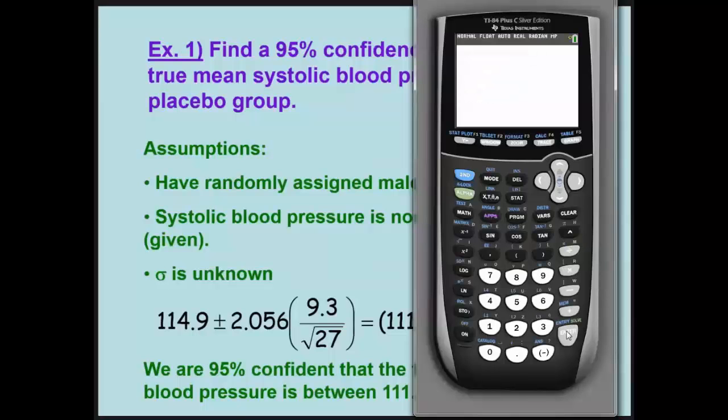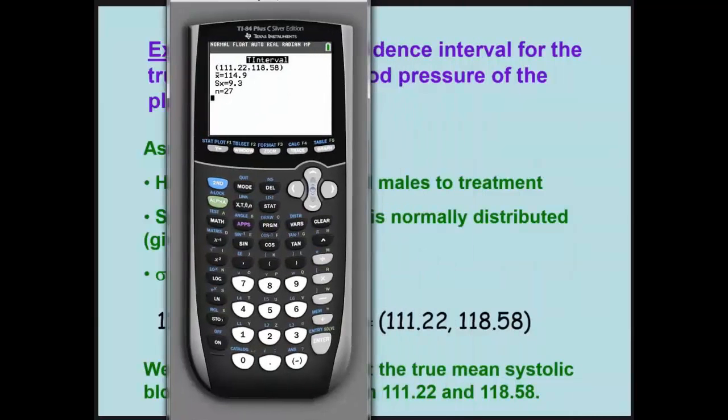And then the great thing is, we hit enter, and the calculator will go ahead and do all this for us. The calculator, knowing the sample size, will adjust our standard deviation to match what the formula says. So if you do it by hand, we have to divide 9.3 by the square root of 27. Whereas here the calculator will work it out for us and will actually give us the right numbers for the confidence interval. Okay.